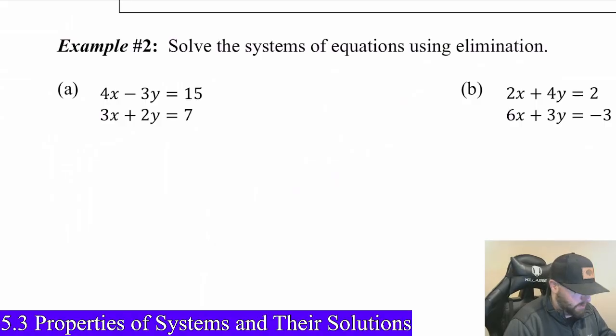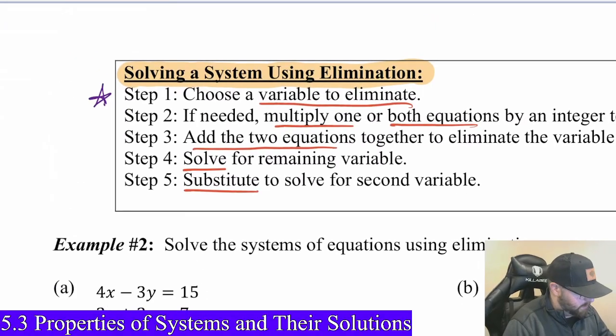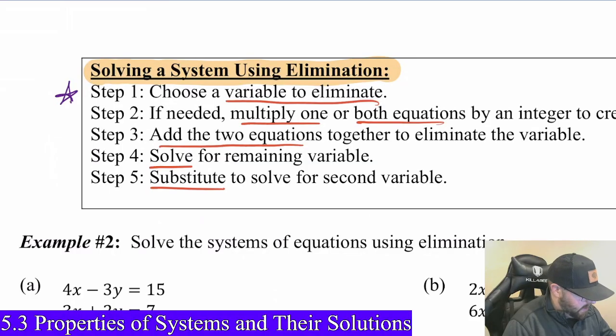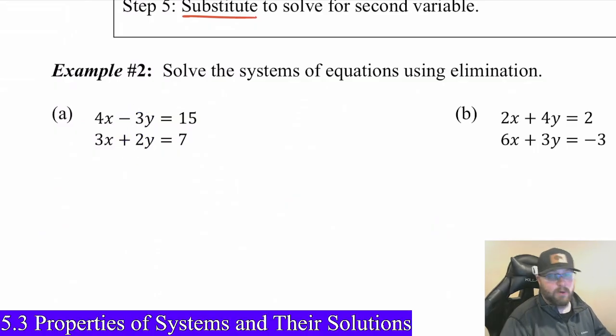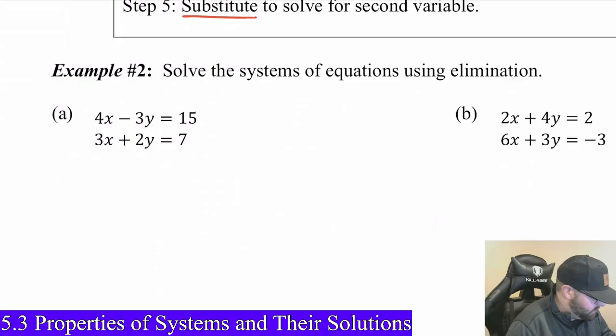But what we can do is go directly to step 2. If needed, and in this case we do, multiply one or both equations by an integer. Well, when we look at the 3y and the 2y, the smallest number that they both go into is 6. Okay, so we're going to try to eliminate this y. We're going to multiply the first equation, I want to turn that into a negative 6y, so we're going to multiply this by 2.